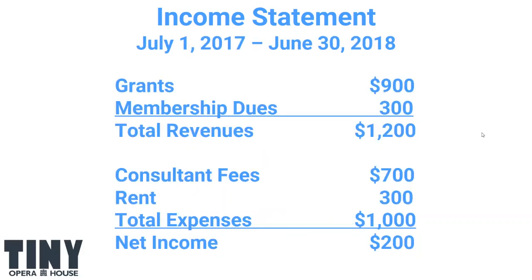So here's a really simple income statement. Again, you see a beginning date. You see an ending date. This is one that covers a period of time that's a year. Our revenues up at the top, minus the expenses that we have over that period of time, are what end up with our net income, or the change in net assets at the end.